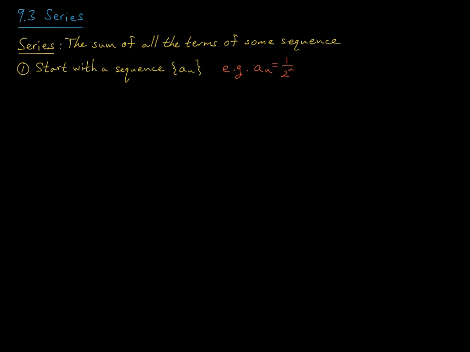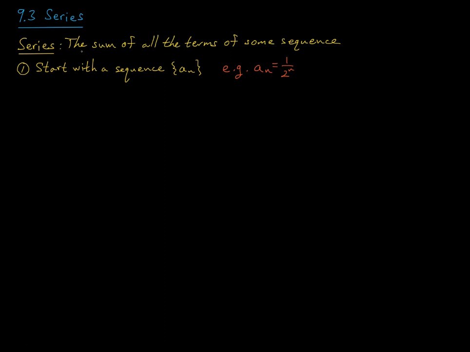Okay, so in the intro video, we looked at Zeno's paradox, which led us to consider a certain infinite sum where we added up all the terms of a sequence. And I noted there that that's really what a series is. So a series is the sum of all the terms of some sequence. In this video, we aim to make this a little bit more precise. What exactly does it mean to add up an infinite number of numbers?